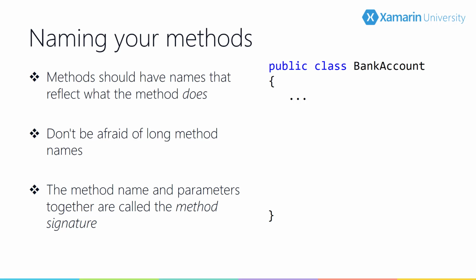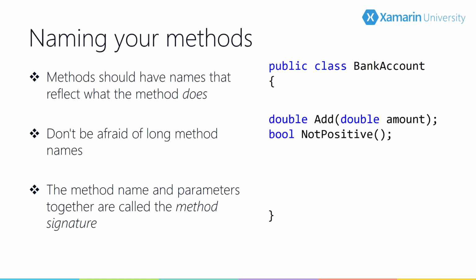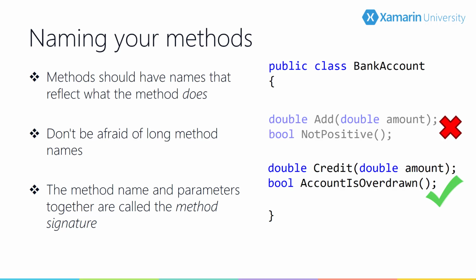Alright, so naming is another interesting conversation when it comes to methods, because you may be nervous to make your methods too long or too short, but the fact of the matter is you want your method names to be descriptive, right? For example, here we're in a class called bank account, and we have methods called add and not positive. And those are actually a little bit confusing. Like, what's not positive and what are you adding? Right? It's not that clear. So you shouldn't be scared to say things like credit and account is overdrawn. So don't be scared to make your method names long, because ultimately it makes it clearer and easier to understand.